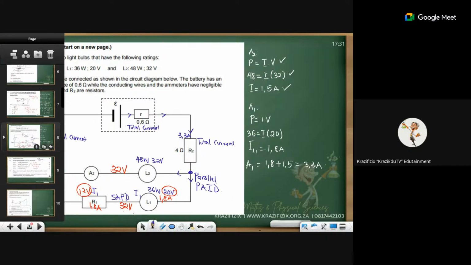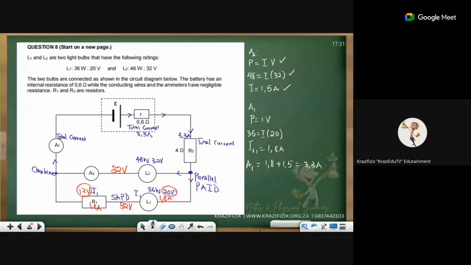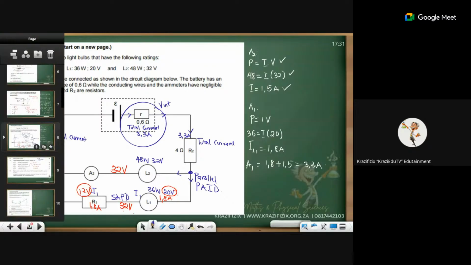And we know my V internal already. Do you know the total current here is 3,3? And this would give me what? V internal. The V internal is the lost volts. And I know my V external. Okay, let's do it together. I want to carry everybody along on this one quickly.